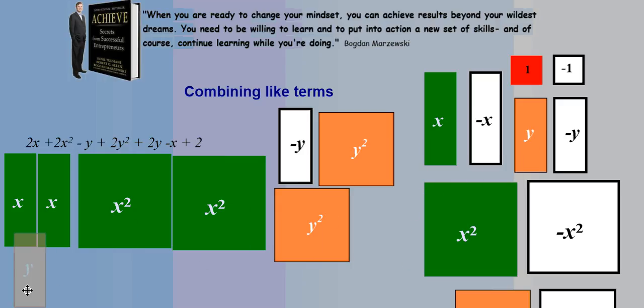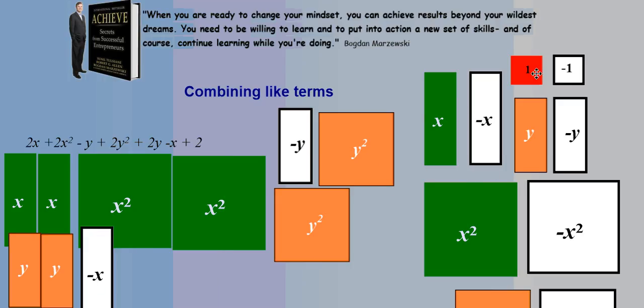Then we have 2y tiles, so let me put that below. One positive y, another positive y, 1 negative x, and 2 units. However you combine them, it doesn't matter, but your goal will be to identify, can we group them together in as many groups as needed, and can we identify like terms here?